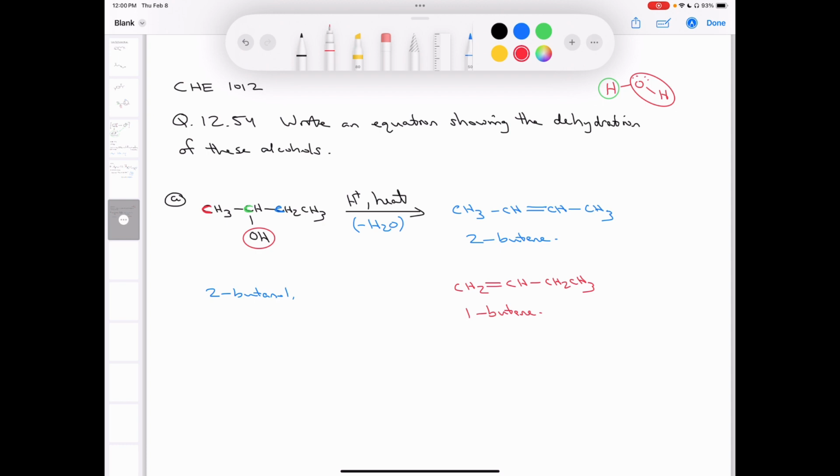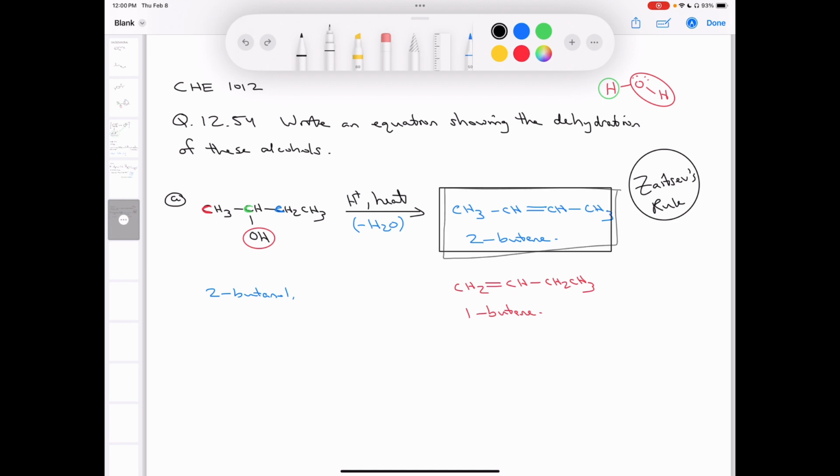So which one of these is going to be the major product in this case? Well, this is going to follow Zaitsev's rule. So you need to be fully aware of Zaitsev's rule, which states that the major product is going to be the most stable alkene. So the question is, which one of these 2 alkenes is the most stable? And the answer is the 2-butene is going to be the most stable alkene.